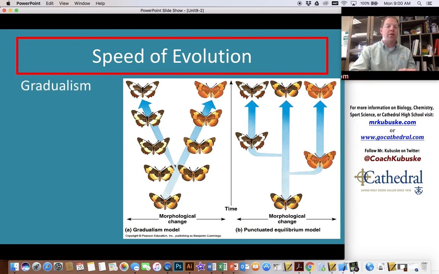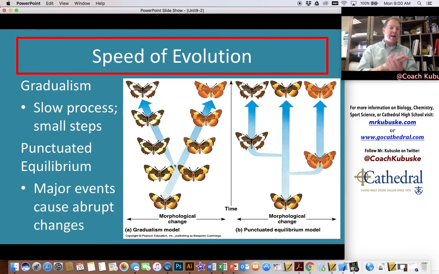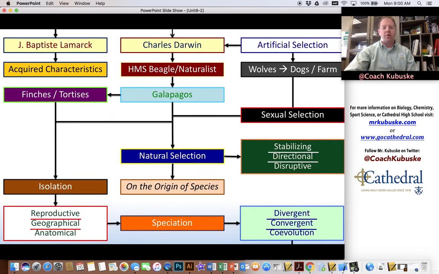The first one is called gradualism. In other words, there are teeny tiny changes over millions of years in order to become different. The other one is punctuated equilibrium. This is the idea that there's a major event that occurs and it causes big changes, or it causes a large portion of the population to be wiped out, and so those are the only ones that are left behind.